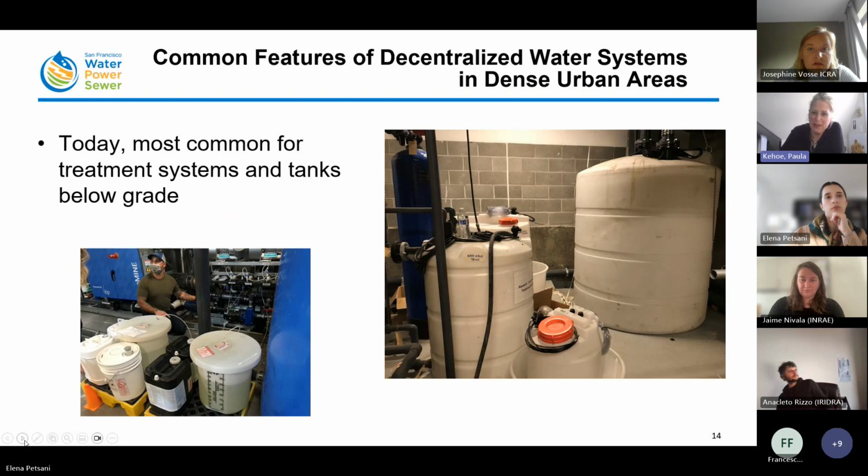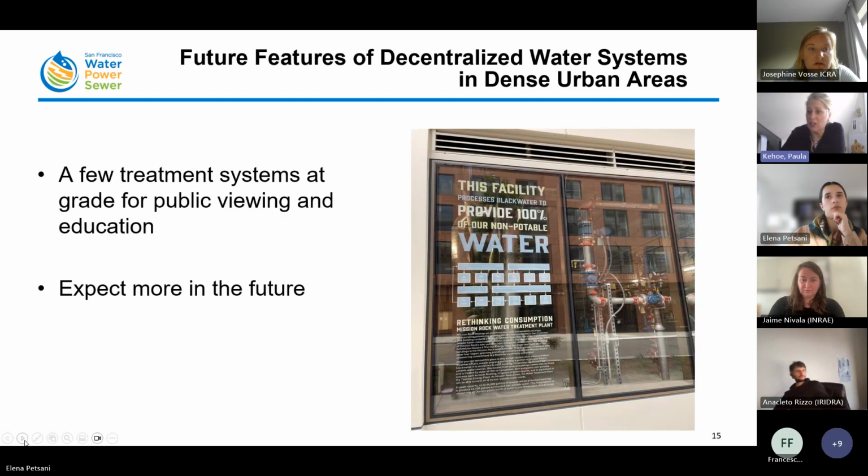But next slide, please. We're starting to see that change slightly. We're starting to see that transform. This is an example of that 11 building black water district scale system. Actually, this is at grade, and they've incorporated signage encouraging people to understand that this is a treatment system for this redevelopment project, to provide non-potable water in the district for toilet flushing and urinal flushing, irrigation, as well as cooling towers.